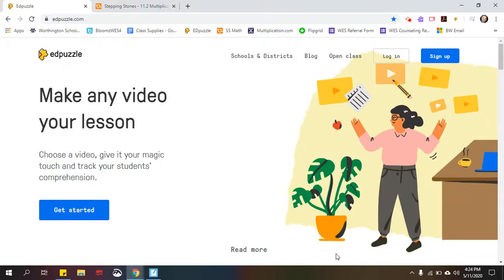Welcome to your Edpuzzle homework tonight, dealing with explaining lesson 11.2. Just like all of our other explaining lessons, we're going to be working our way through the book together so that we really understand what it's asking us to do.